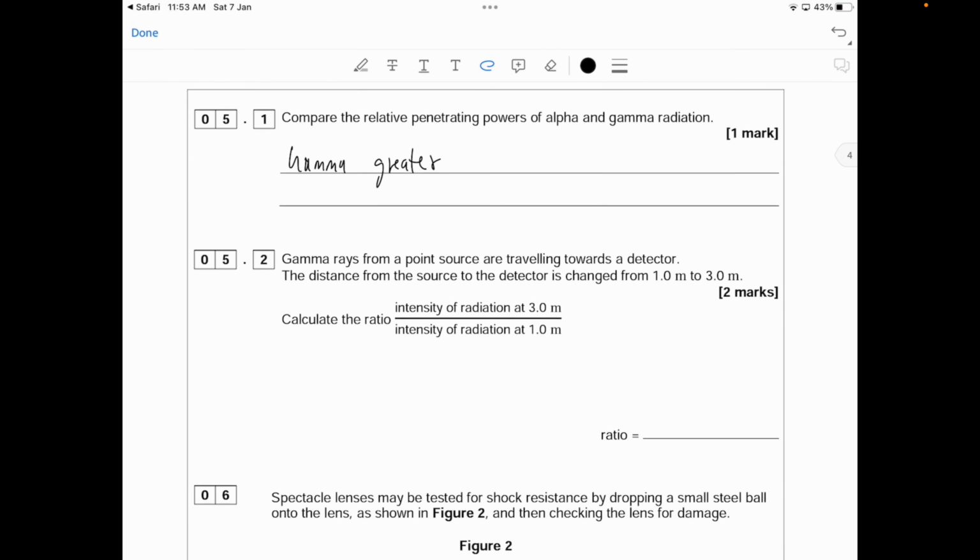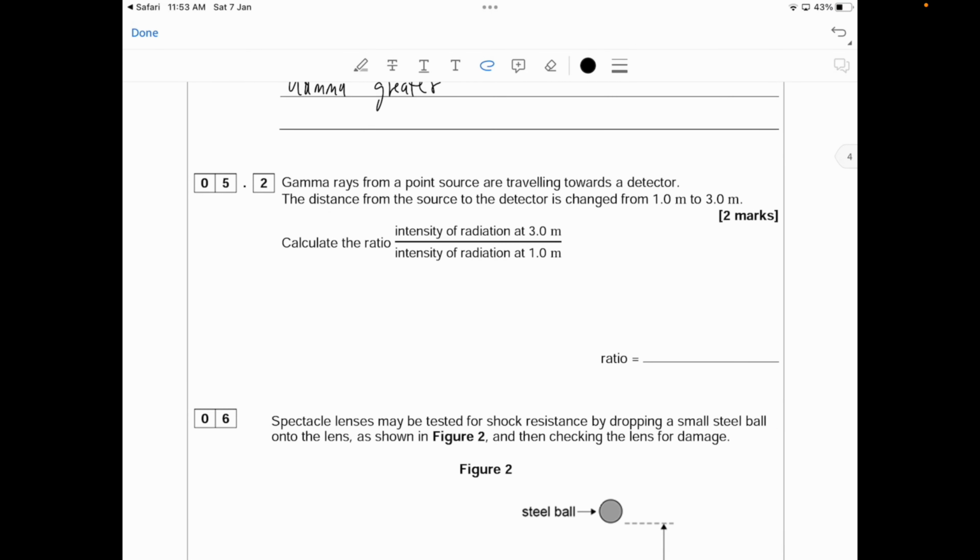And the next question is, the gamma rays from a point source are traveling towards a detector. The distance from the source to the detector is changed from 1.0 meters to 3.0 meters. Calculate the ratio. So in this case, we have to use the inverse square law. So we have to understand how the inverse square law works first. We know that the inverse square law for gamma radiation is I equals I0 divided by r squared. Okay. So we know that.